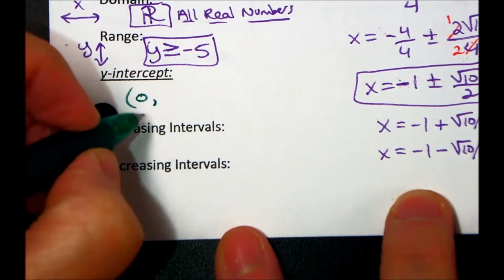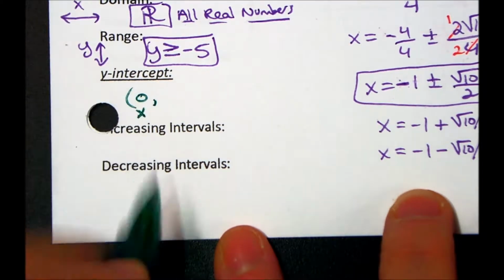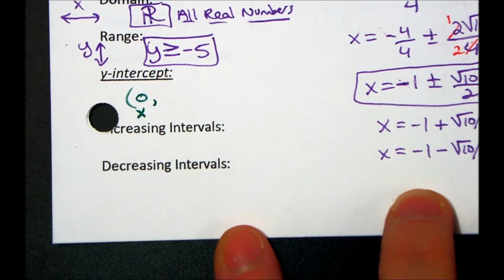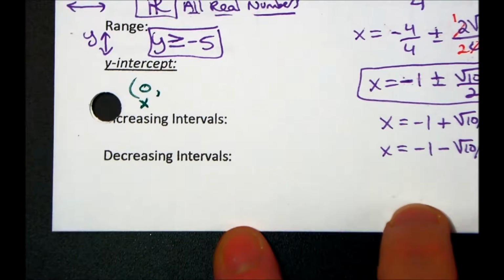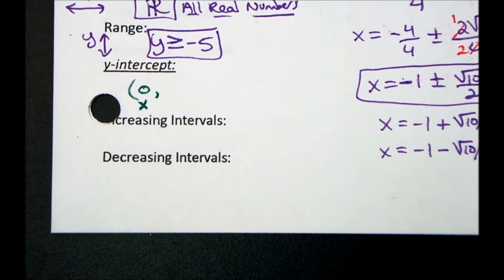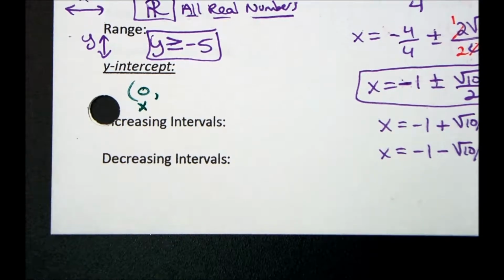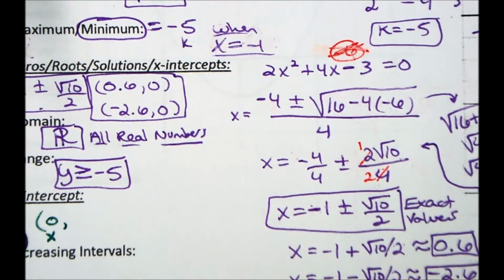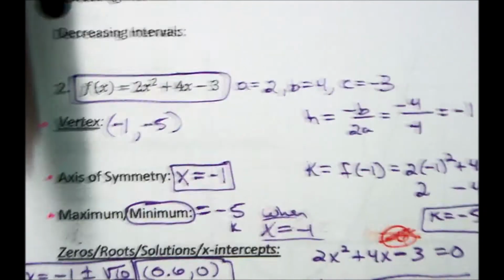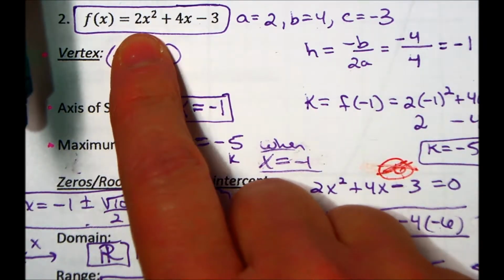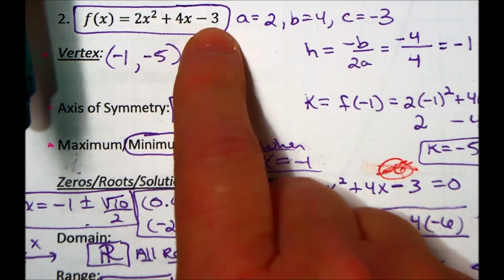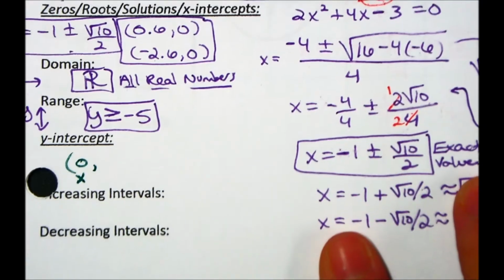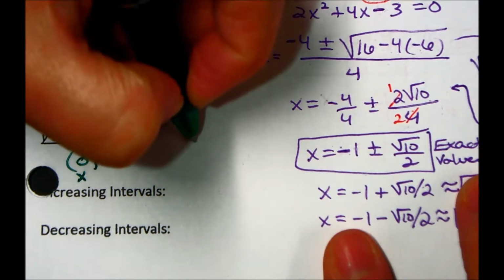So if your x-coordinate is 0, all you need to do is put 0 into the equation to solve for y. Substitute 0 and simplify. So if I look back at my original equation, 2x squared plus 4x minus 3, I'm finding basically f of 0.